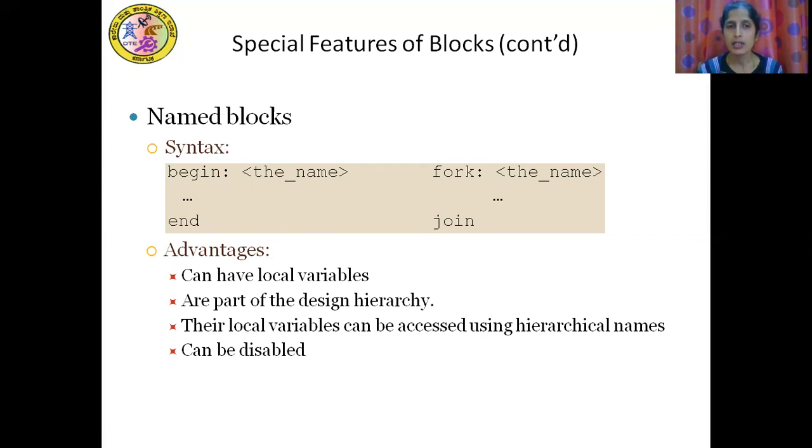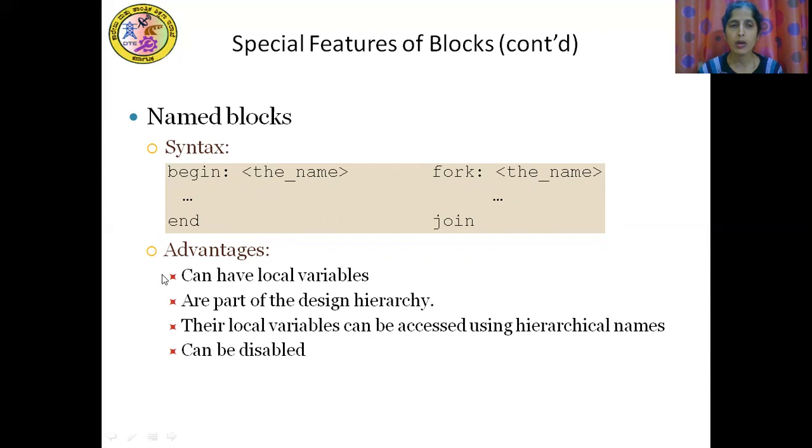So it is always possible to name either a sequential block or a parallel block. The syntax is as follows. As we know, the sequential statements are enclosed in between begin and end. So we can give a name to the block where the begin keyword is followed by a colon and the name of the block. Similarly, we can name the parallel block where the keyword fork is followed by a colon followed by the name of the block. So this is how we can name a sequential block or a parallel block.